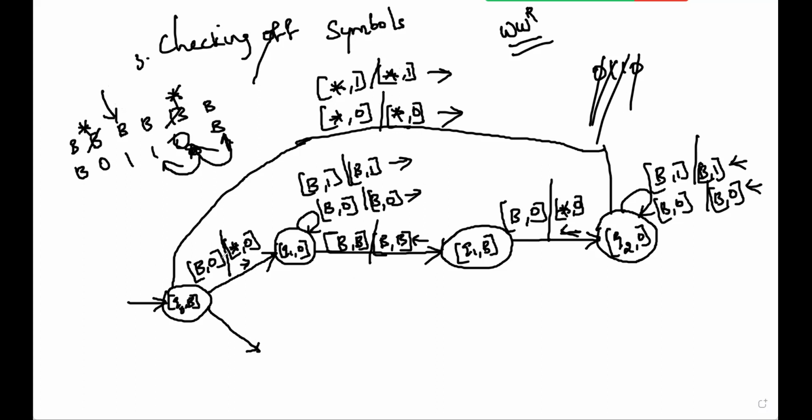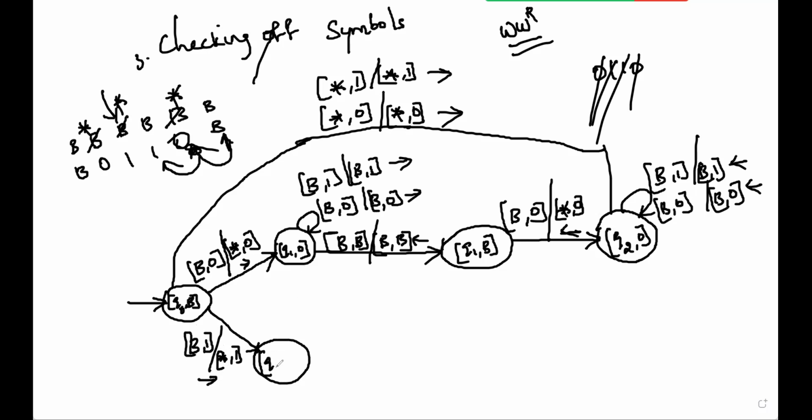Okay. So this is for a 0. If you are having a 1, then you can use another transition. Same thing here, wherever you are having the 0, here you can use it as a 1. So blank comma 1, change that to star comma 1. Move to right. So now this is changed to star.